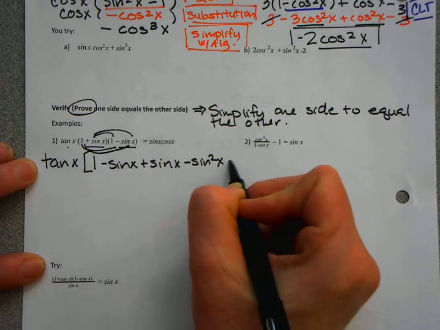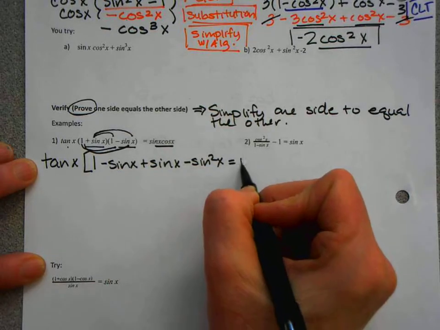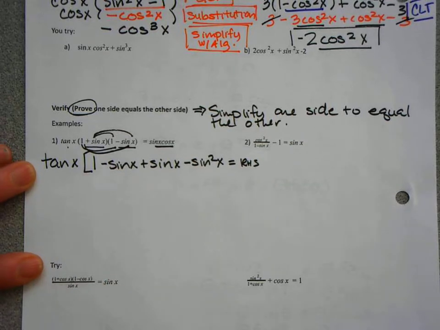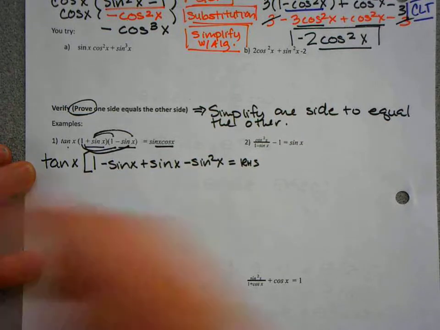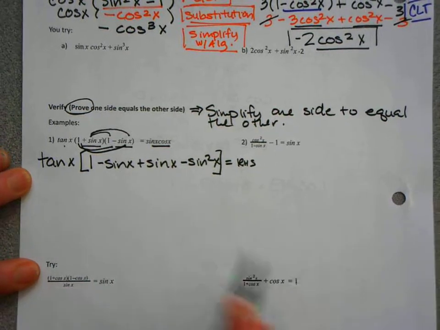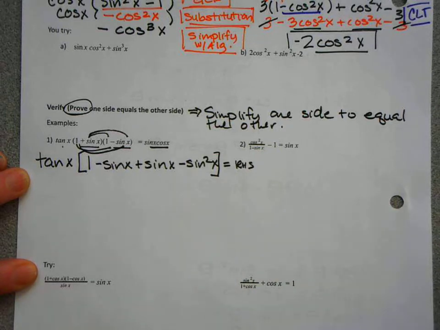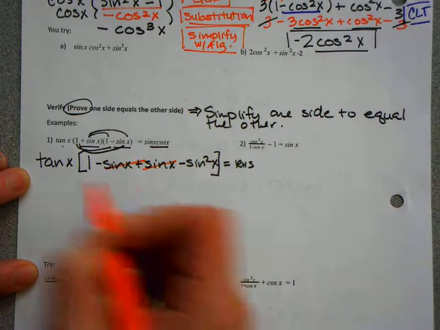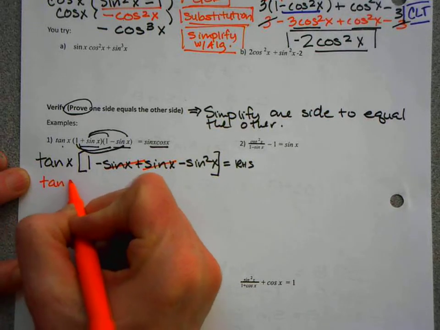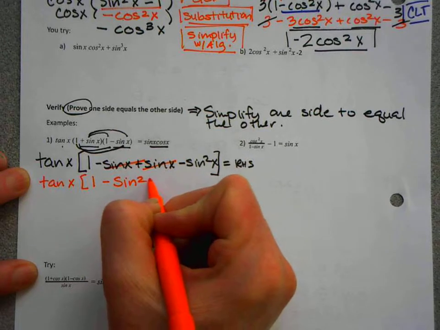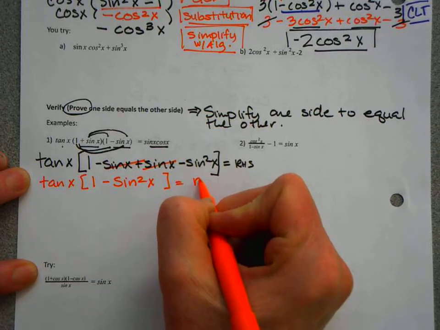I have negative sine x, positive sine x, just foiling, and then last, minus sine squared x equals, and then I'm just going to call this the right-hand side. I'm running out of room, so I'm just going to write right-hand side. I'm not touching it. You never touch the right-hand side. So what am I going to do next? Well, I think I'm going to combine like terms. These positive sine x, negative sine x cancel, and I'm left with the tangent of x times 1 minus the sine squared x equals the right-hand side that I'm not touching.